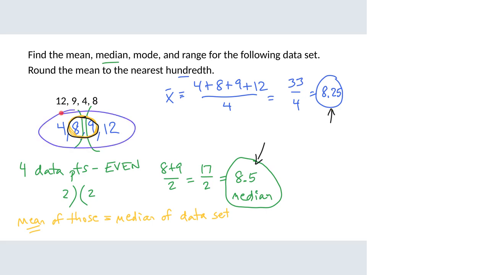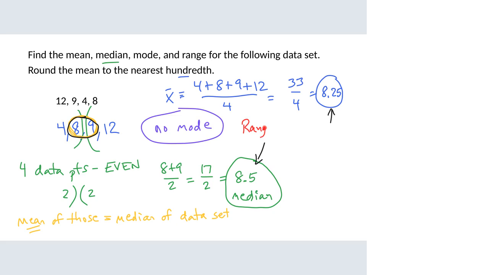Looking for a mode here, everything only occurs once. So there's no mode. There's no data point that occurs more than any others. And then finally, the range. Well, let's see. The highest is 12. The lowest is 4. The difference between those is 8. So our range is 8. So for that data set, we have a mean of 8.25, a median of 8.5, no mode, and a range of 8. Let me know if anything we did to find those numbers raises any questions at all.